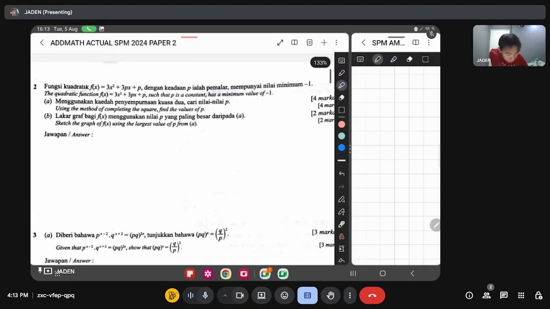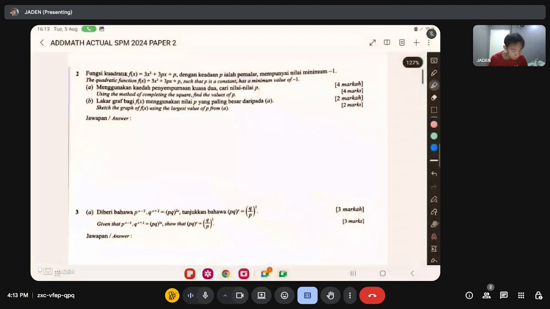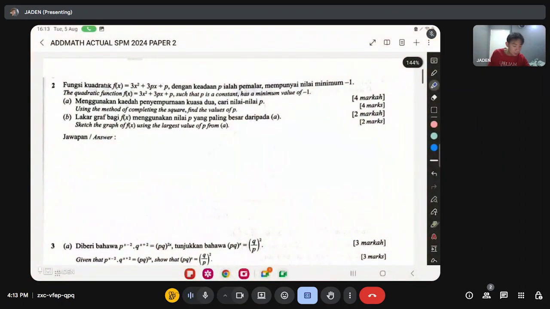Okay, such that p is a constant, hence has a minimum value of -1. Using the method of completing the square, find the values of p. Alright, now maybe I should write it here straight away. Let me just do it that way then. Okay, now if I want to get the values of p using the method of completing the square, this is what I would do.